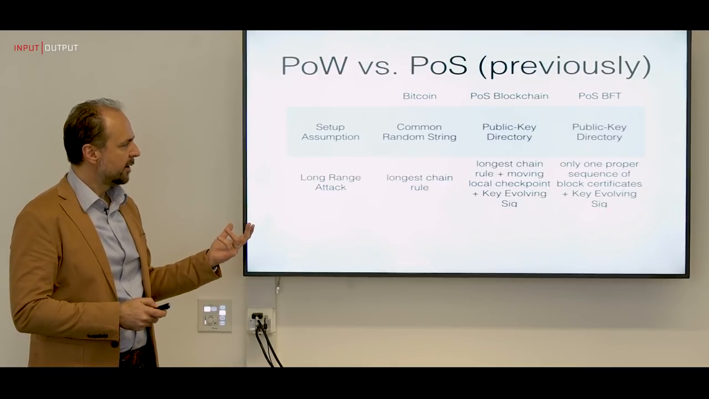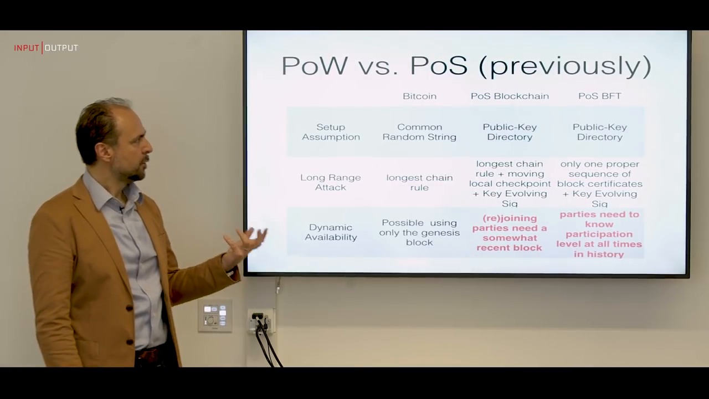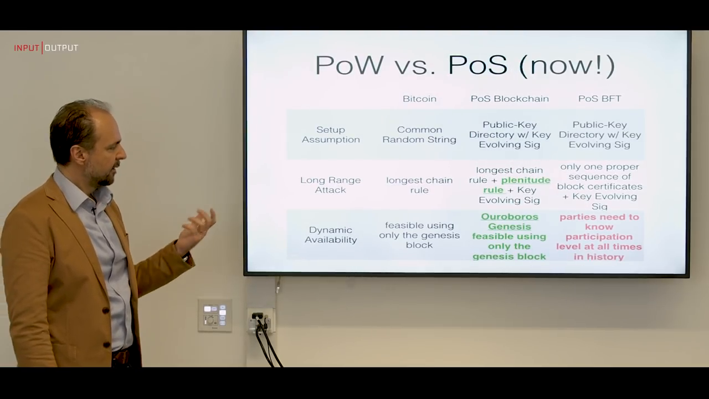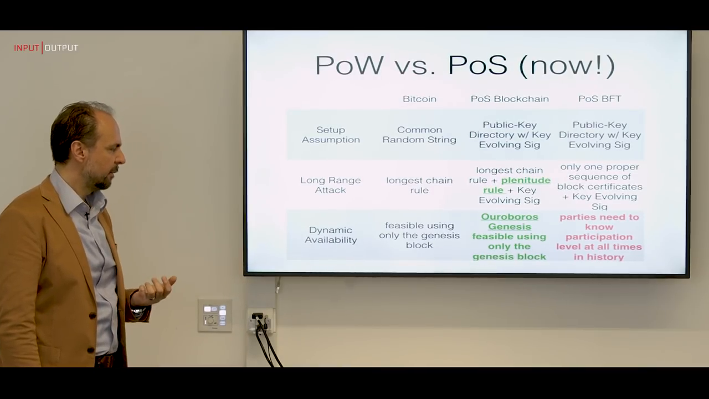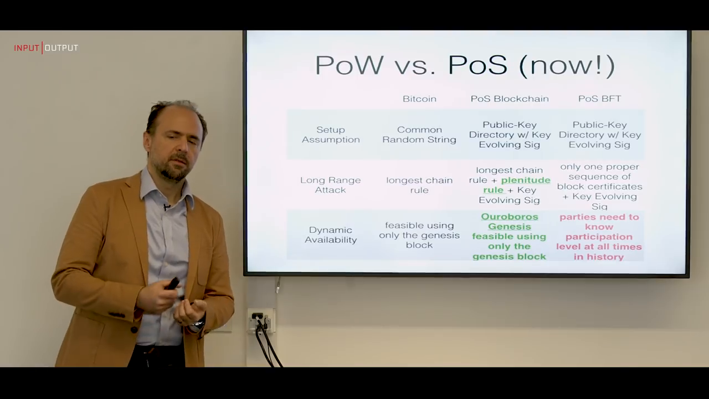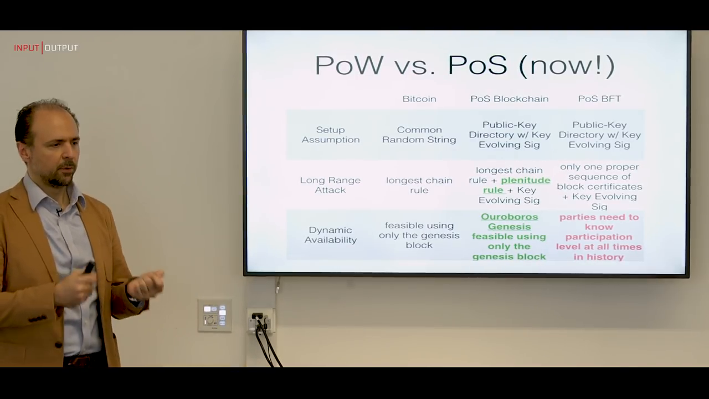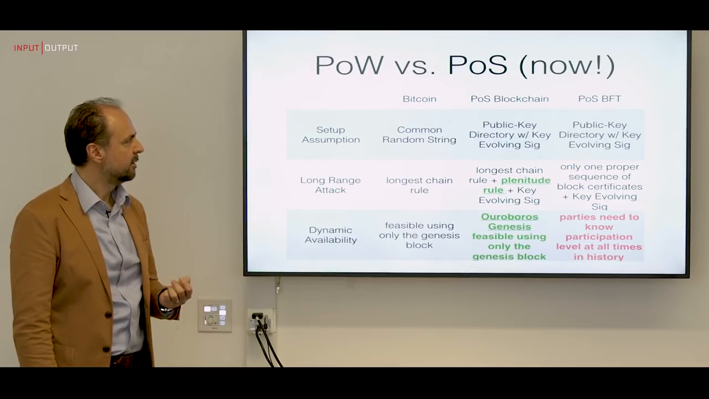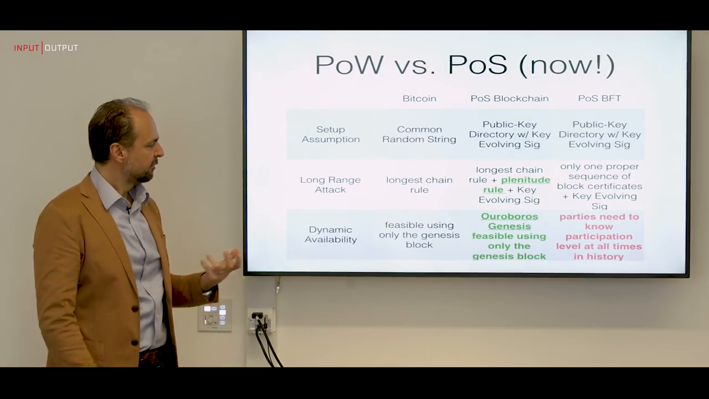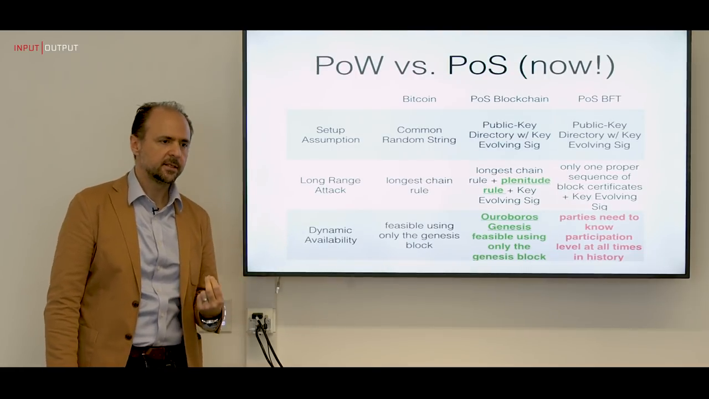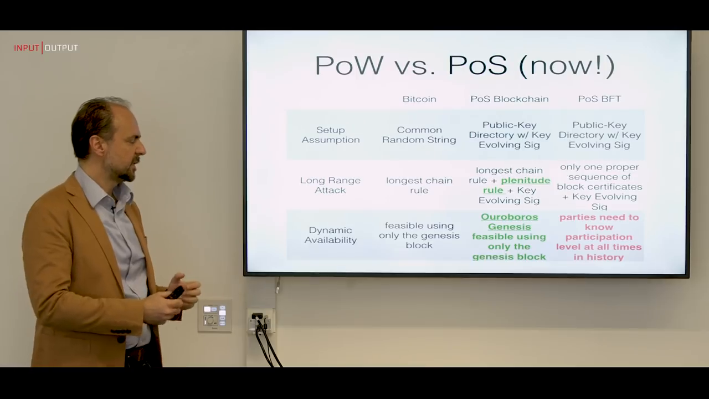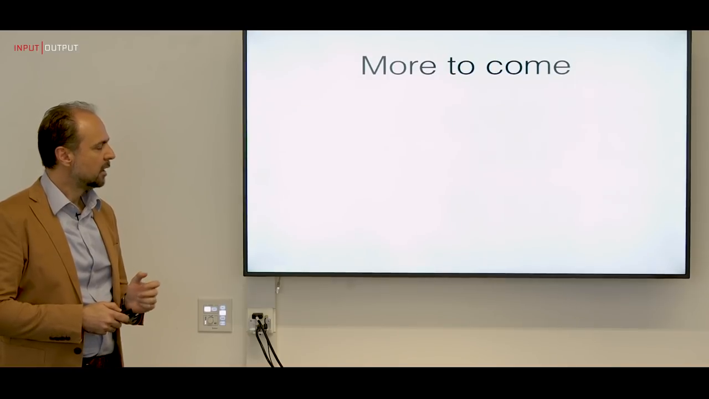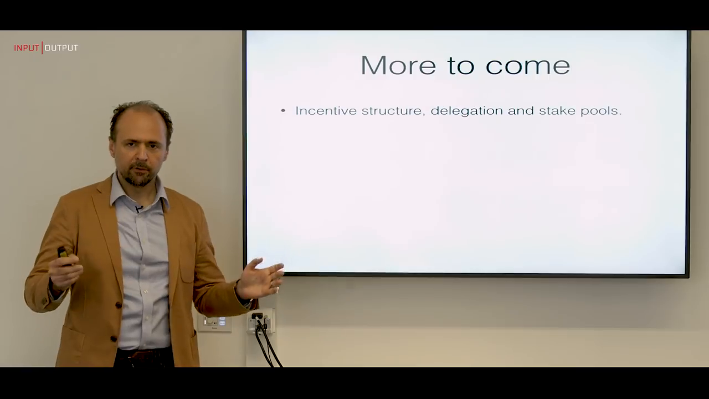So going back and remembering the picture I showed you before about what was happening before POW and POS, what Ouroboros Genesis does is that it changes the way that a POS protocol can operate in a dynamic availability environment and does away with the requirement that you need to know a recent block in order to connect to the right history of the protocol. So here is the biggest advance that the Ouroboros Genesis protocol offers. And for the first time, we can say now that POS blockchains can operate in the same dynamic availability setting that we know the Bitcoin proof-of-work-based blockchain to operate. So this was a very quick overview of Ouroboros Genesis.